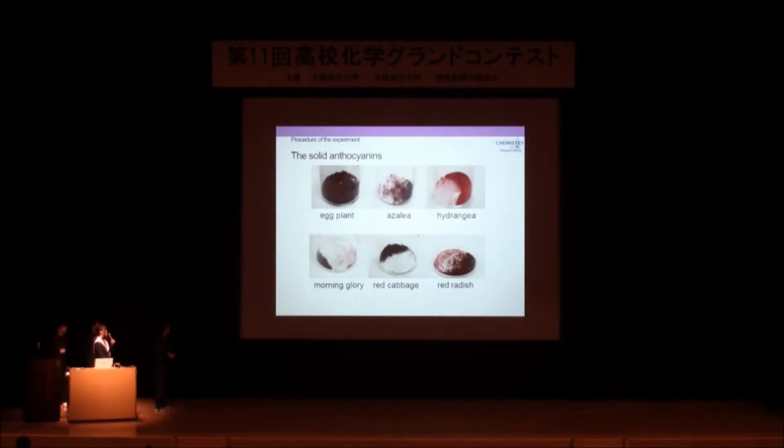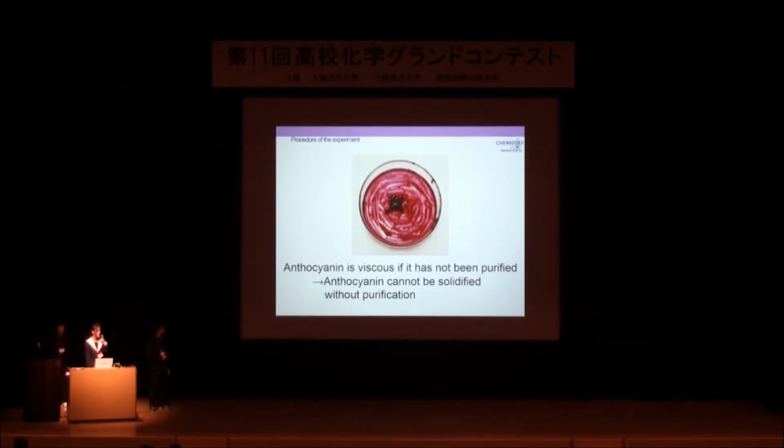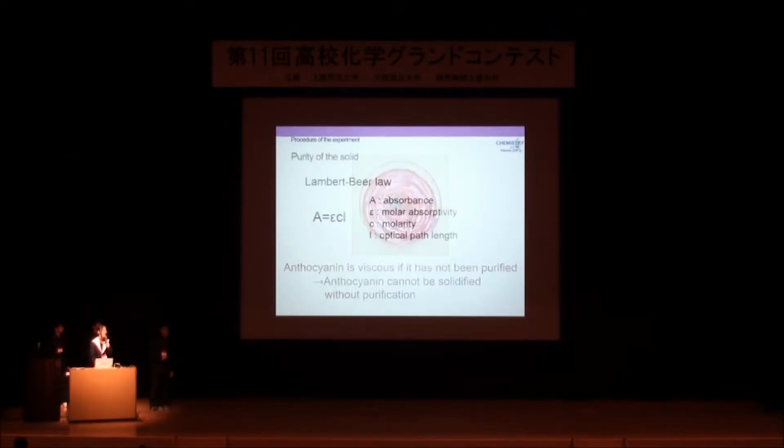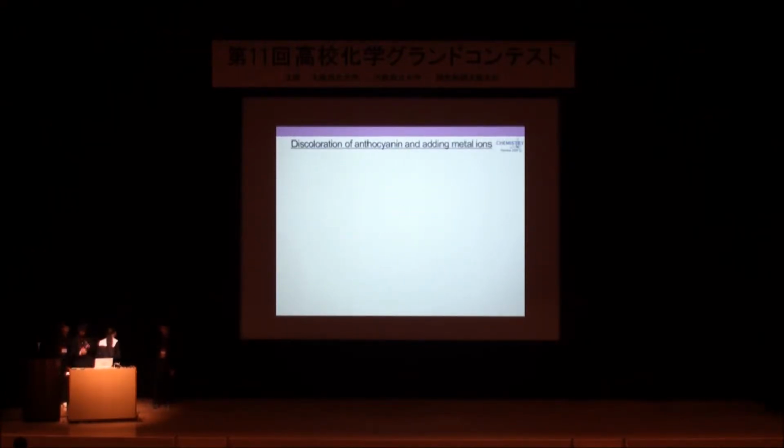First, look at these pictures of solid. They are eggplant, azalea, hydrangea, morning glory, red cabbage, and red radish. Next, look at this picture. This is a picture of anthocyanin which has not been purified. This anthocyanin was viscous. We think that it is necessary to purify the extracted solution for solidification. After solidification, we examine the purity of the solid. We use Lambert-Beer law. The purity of the solid of nasunin was about 16%.